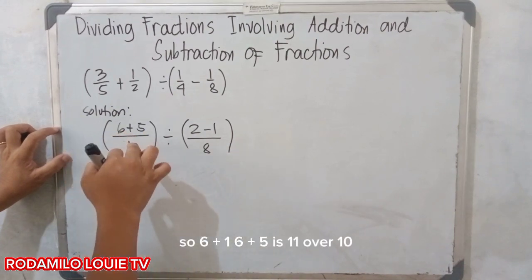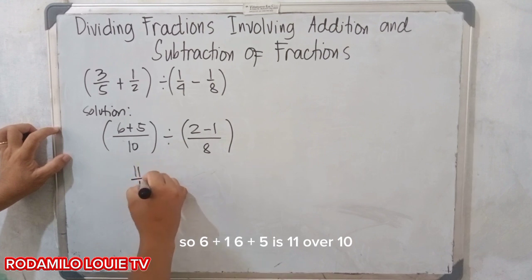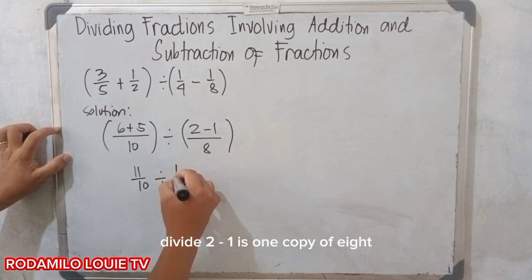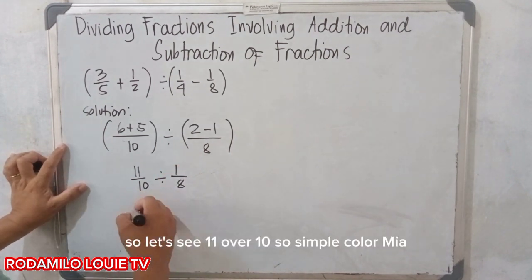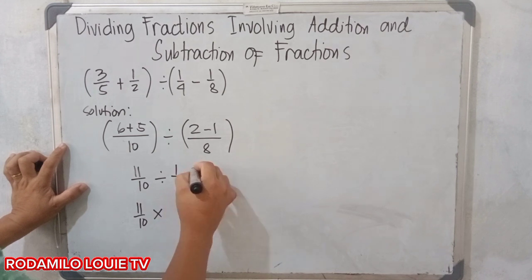So, 6 plus 5 is 11 over 10. Divide. 2 minus 1 is 1. Copy the 8. So, let's proceed. 11 over 10. So, get its reciprocal, the inverse.